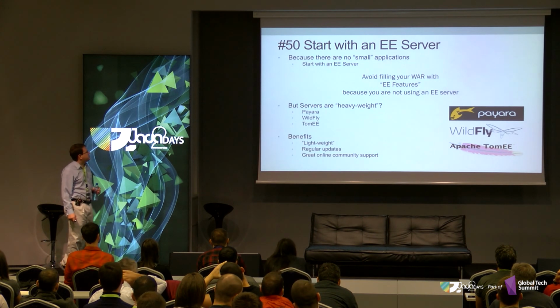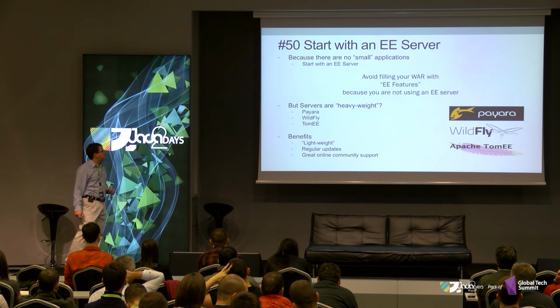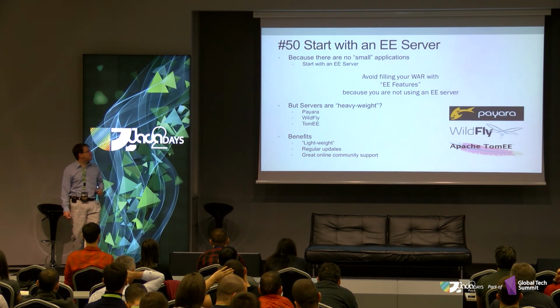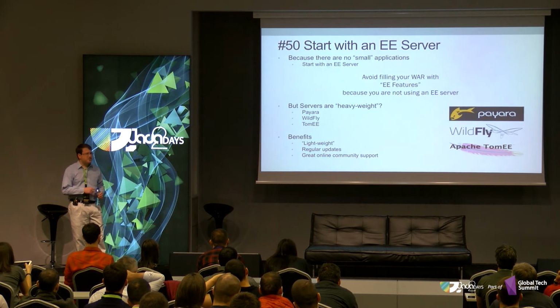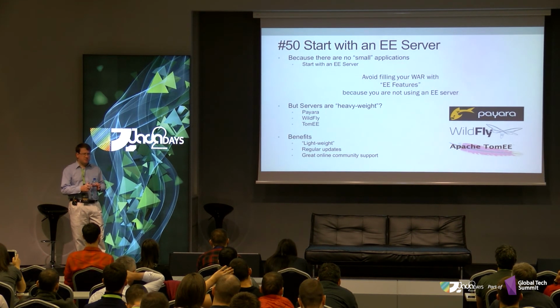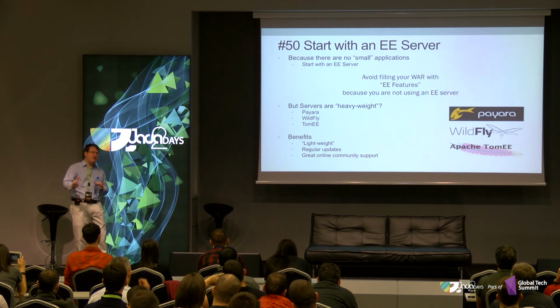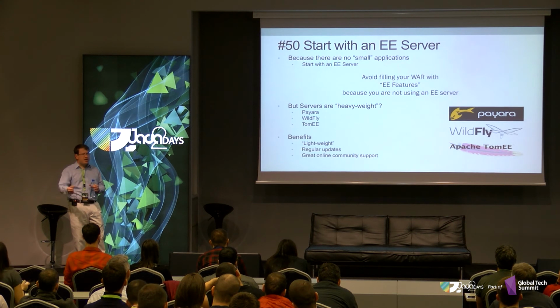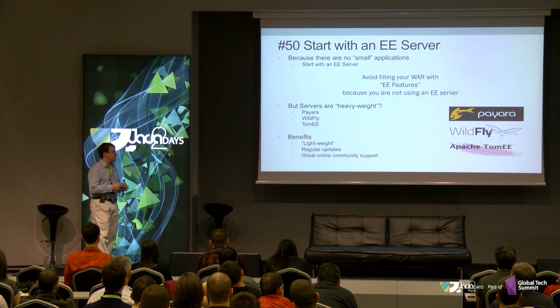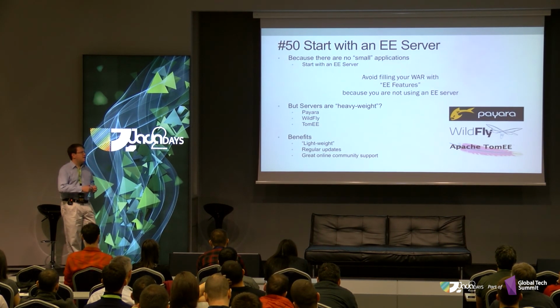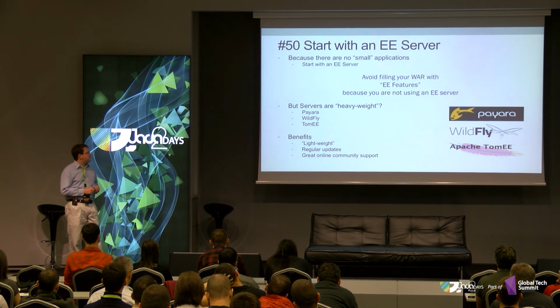So tying in with that, because there are no small applications, start with an EE server from the start. Avoid filling up your WAR file with EE features. I've seen it where somebody started off with a simple application in Tomcat. They needed messaging, so they added in a JMS provider. And then they wanted CDI, so they grabbed a CDI implementation. So in the end they basically ended up building their own EE container, whereas if they had just started with an EE container at the beginning, it would have saved them a lot of time.